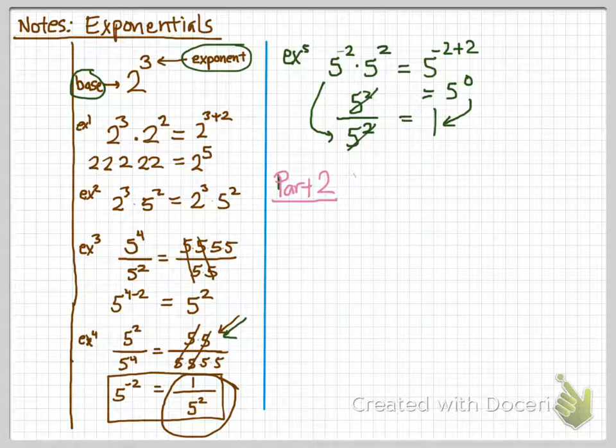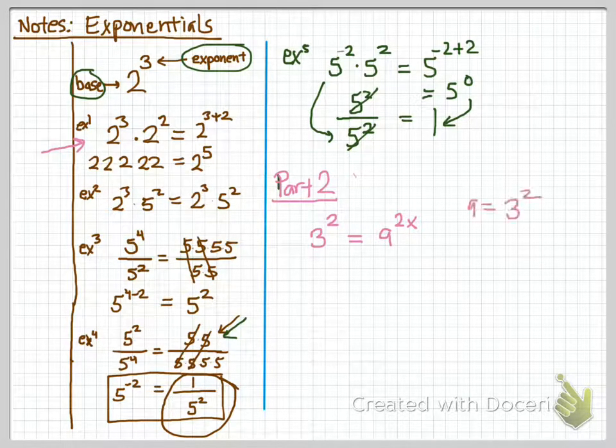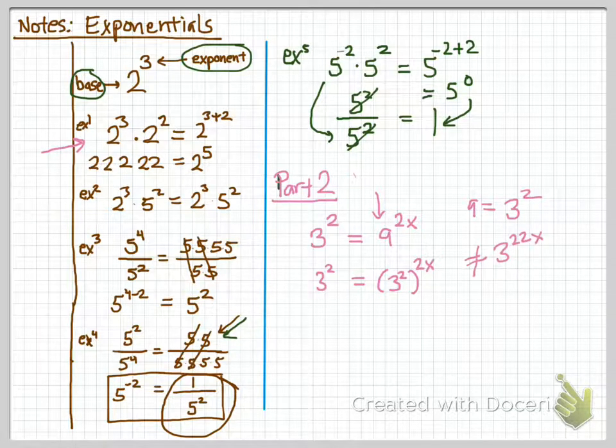Part 2 of what we're doing is taking different bases and trying to find out, if they're equal, how to solve for the exponents. Well, here there are different bases, but what we should notice is that 9 is equivalent to 3 squared. So we can substitute 3 squared for 9. So you get 3 squared equals 3 squared in parentheses to the 2x power. That becomes 3 to the 2 times 2x power.